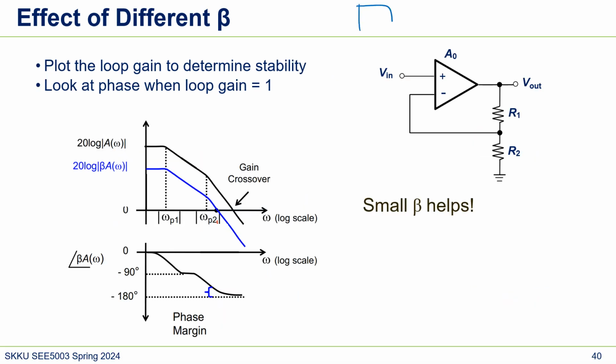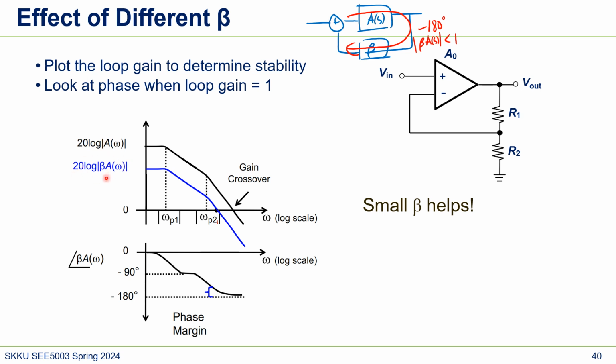So in the feedback system, we discussed this loop, right? The phase should be minus 180, and the gain, beta A, should be smaller than 1. That's what we discussed. So we can look at the frequency response graph of this beta A omega.